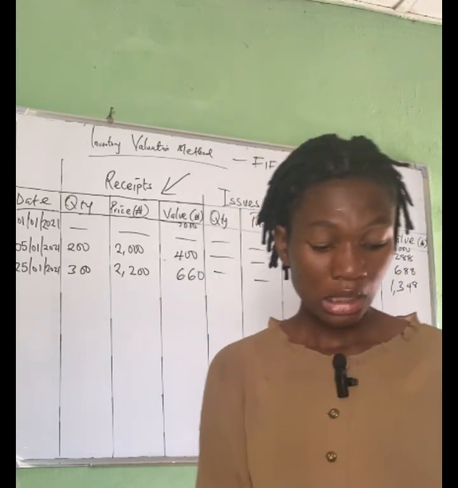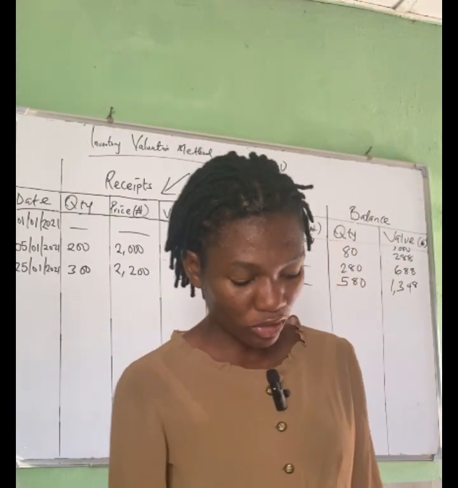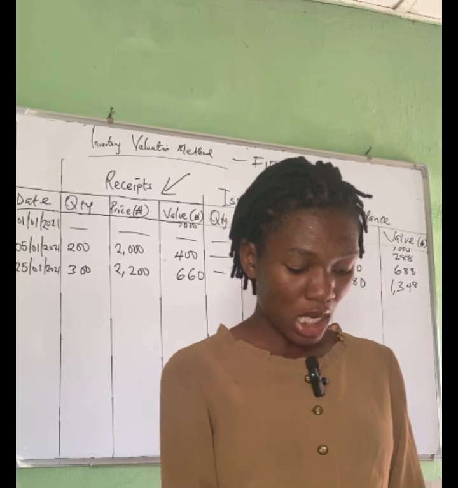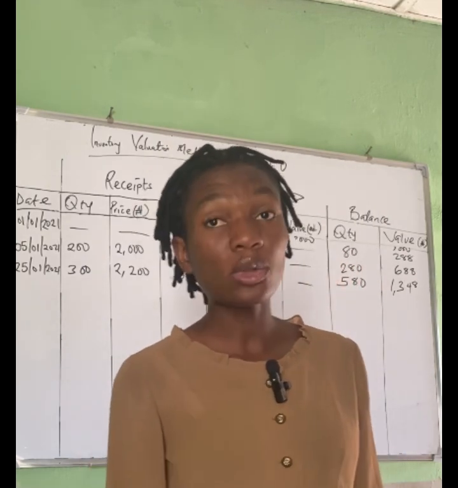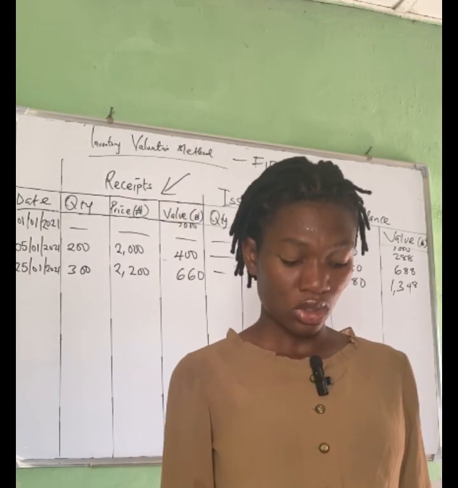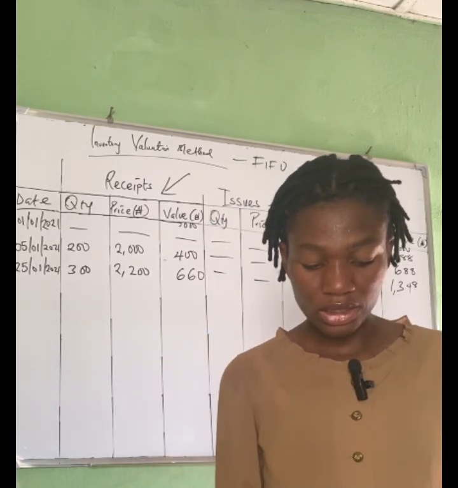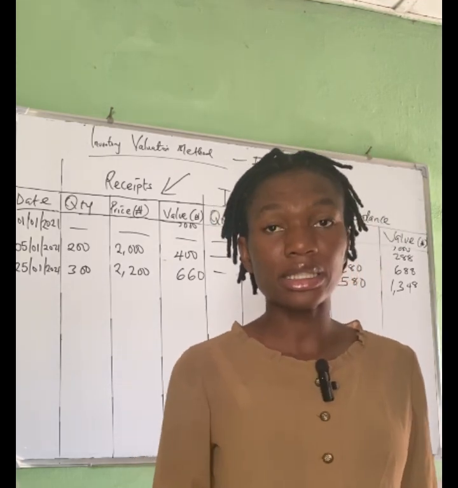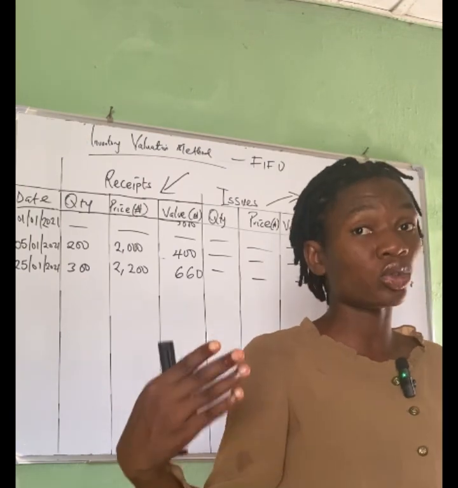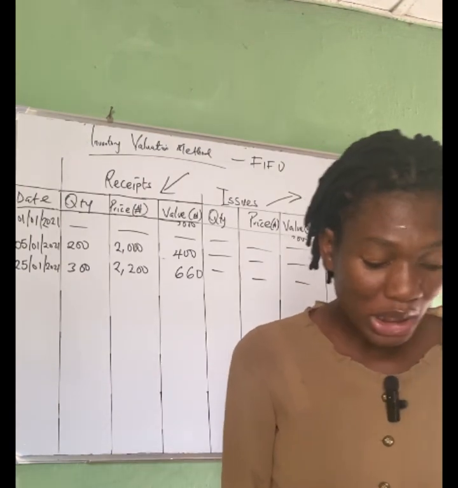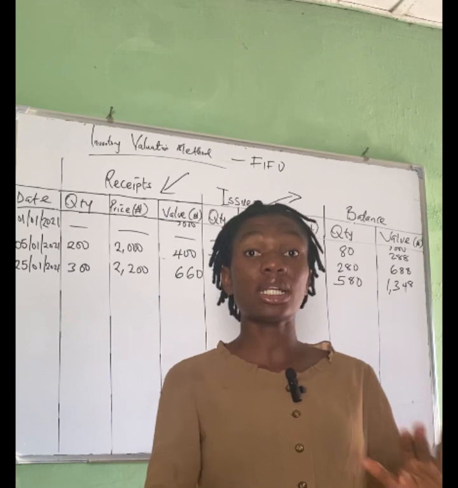Now the next thing we are having is on the 10th of March. On the 10th of March, we sold 160 bundles. 160 bundles of net at 3,800 naira each. All right, that is an issue. Okay, we sold 160 bundles of net at 3,800 naira each.